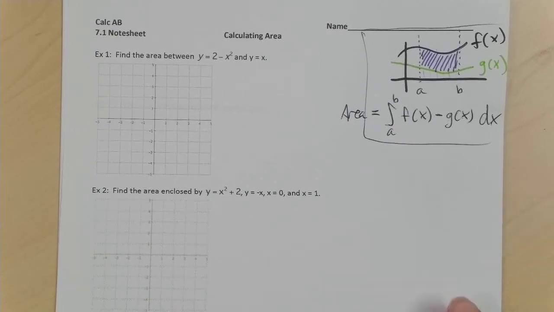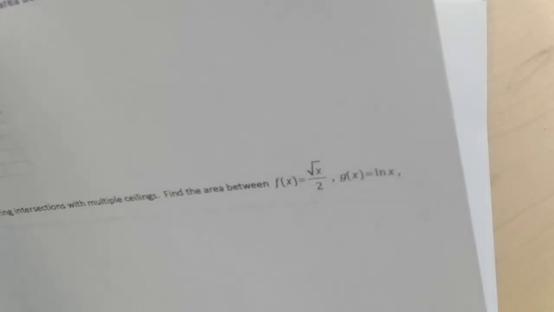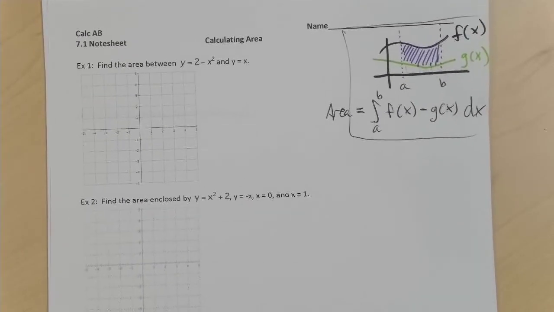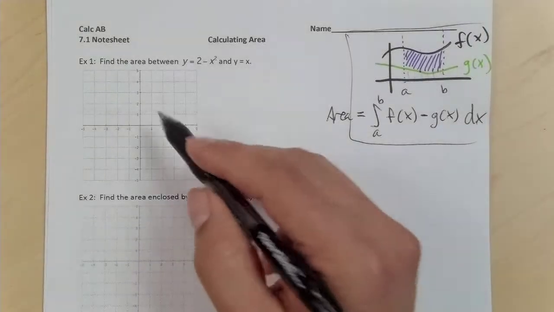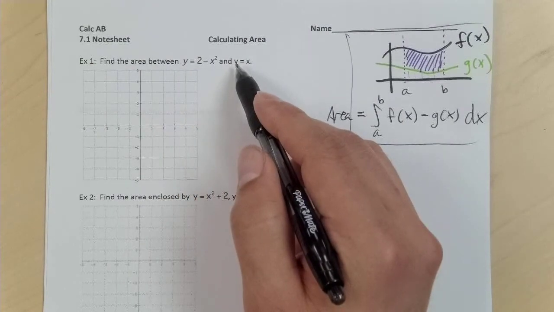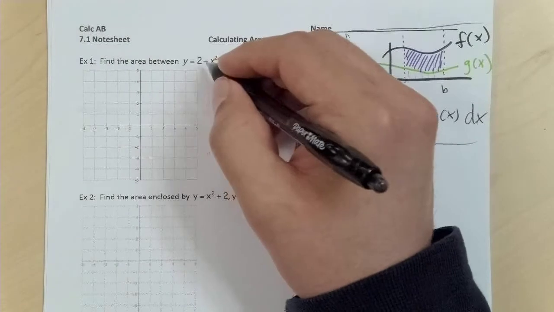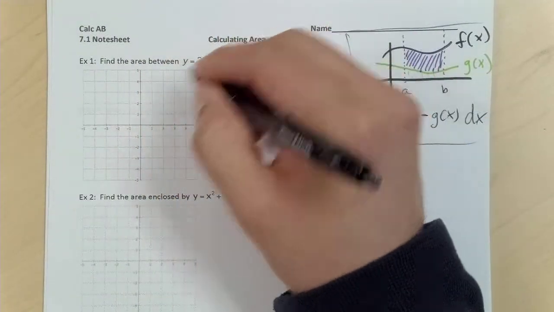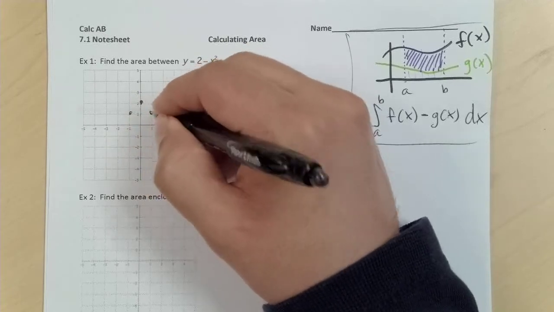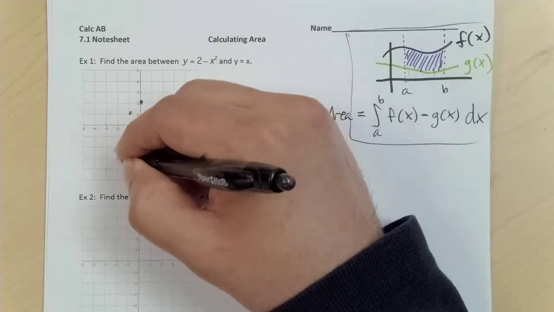And so we'll go through probably the first three. Oh, did this print? It's printed funny. That's cool. Okay. So find the area between this graph, y equals 2 minus x squared, and y equals x. So 2 minus x squared, I know that's a normal parabola that opens down, so I'm just going to sketch that. And the better you are at graphing, the easier this is.